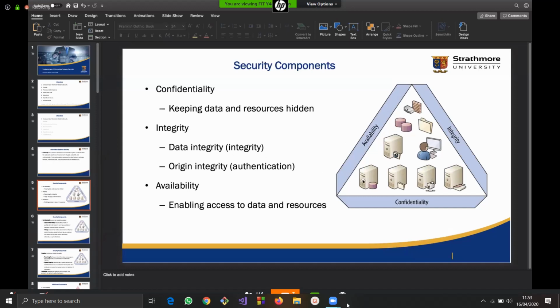So we have the three components: confidentiality, integrity, and availability. So whether you mentioned this in your previous class, equal levels of confidentiality, integrity, and availability in any system. Did you mention that aspect? Yeah.